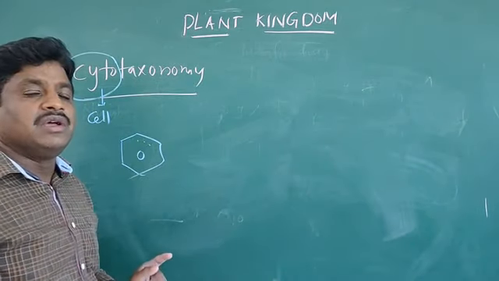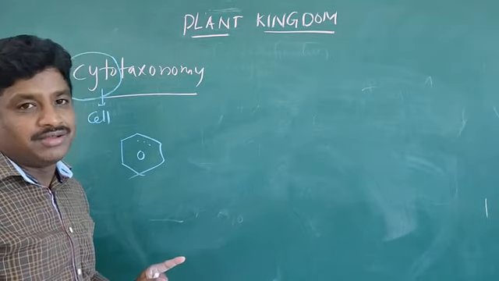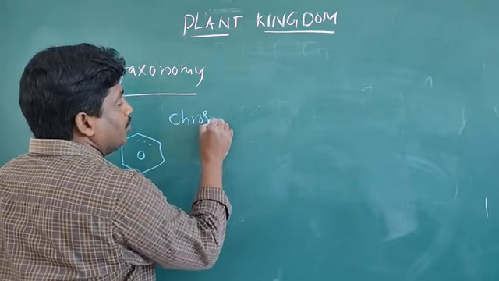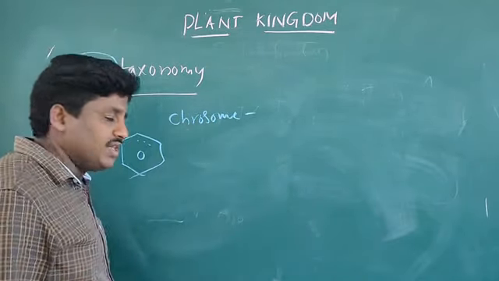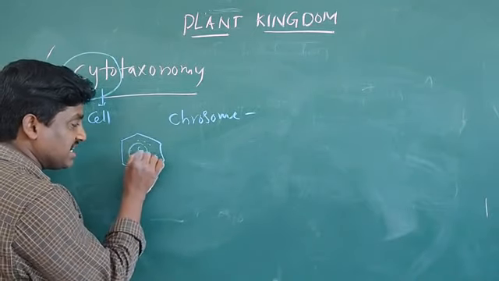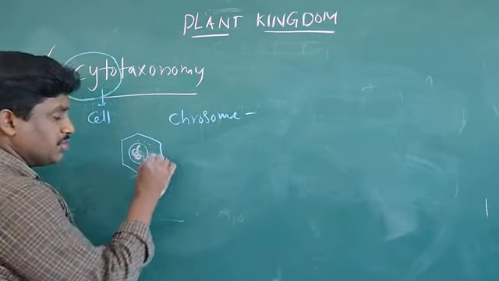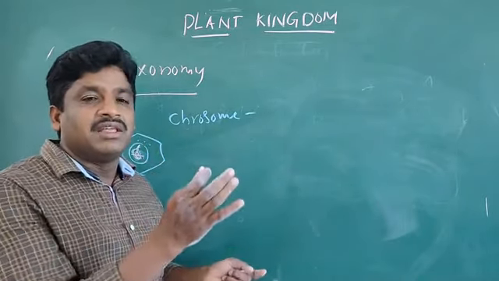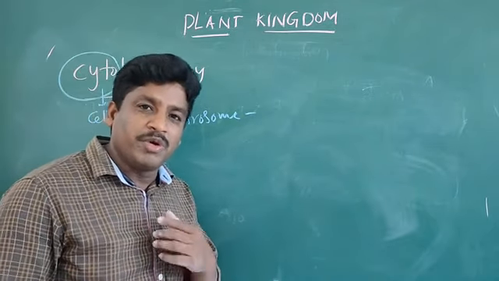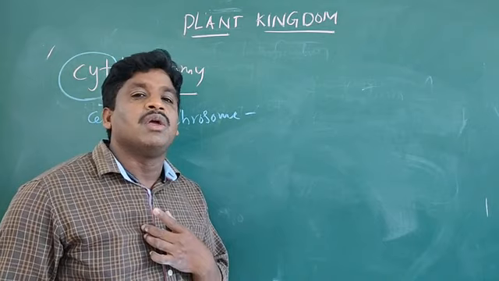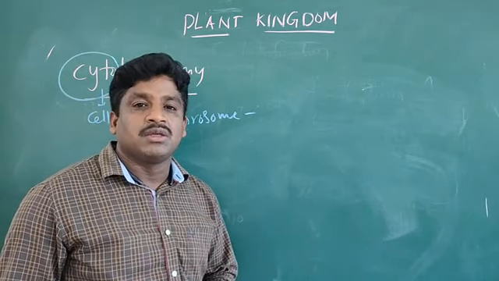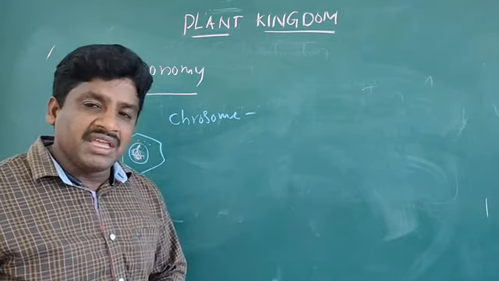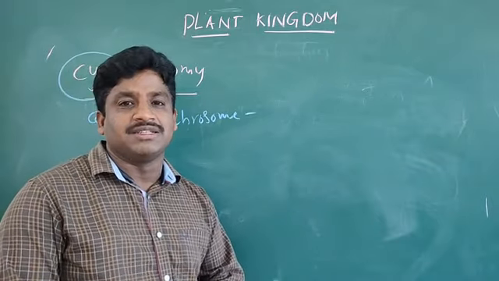Cytotaxonomy means the cytological information like chromosomes. Inside the chromosome the genetic material DNA is present. Every plant, and a human being also, has a different chromosome number. In a human being, how many chromosomes are present in our body? Total 23 pairs, that means 46 chromosomes. And every plant has a different chromosome number.